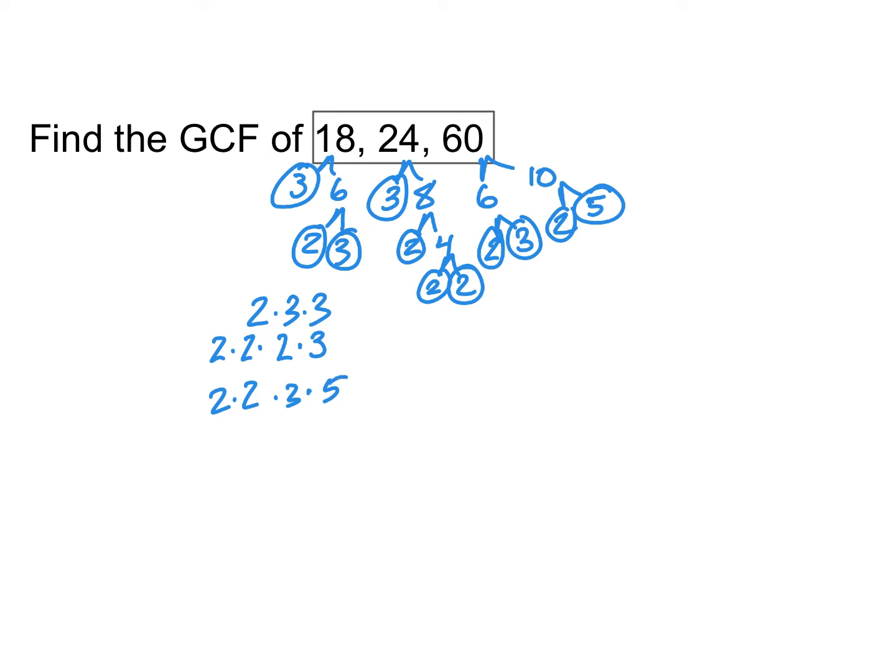So now I'm going to circle something that's in all 3. I see a 3 in all 3. I see a 2 in all 3. And I don't see anything else that's in all 3 lists. So I'm going to take those 2 that I circled from all 3 of them, and the greatest common factor is 6.